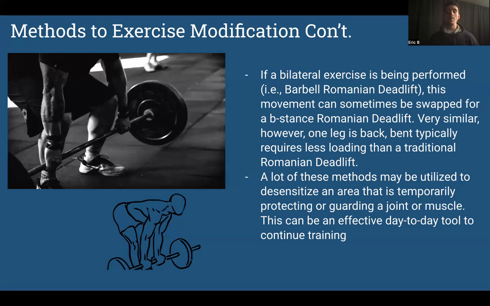Now, in my opinion, I don't think that Bulgarian split squats are entirely unilateral because we're still getting some form of support from the back leg, but it could be a very good way that we can implement some form of stimulus to bias that front leg to then progressively get us into unilateral exercises. And of course, a lot of these methods may be utilized to desensitize an area that is going through some form of temporary muscle guarding. Muscle guarding is another form of spasm from what I've learned. It's one way that we can think of a protective mechanism to an injured area. Our nervous system is saying, hey, I don't want to go through too much here. We can utilize these different exercise modifications so we can introduce exercise at a lower threshold intensity and gradually ramp up. Now, this could be an effective day-to-day tool to continue training, as with all these different methods.